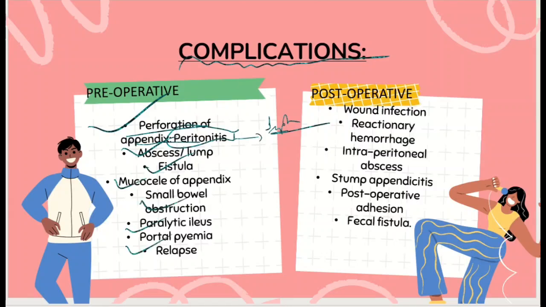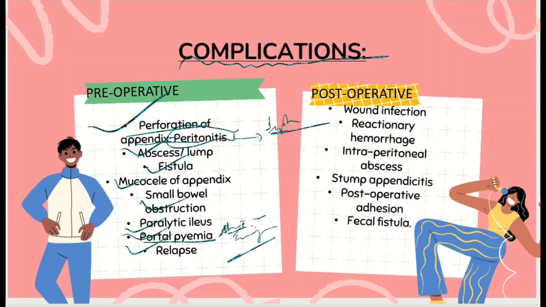So what is pylephlebitis? It can be seen both preoperatively and postoperatively. It is a life-threatening condition where infected emboli from a perforated appendix may travel through the mesenteric veins and the portal circulation. So that is called pylephlebitis.